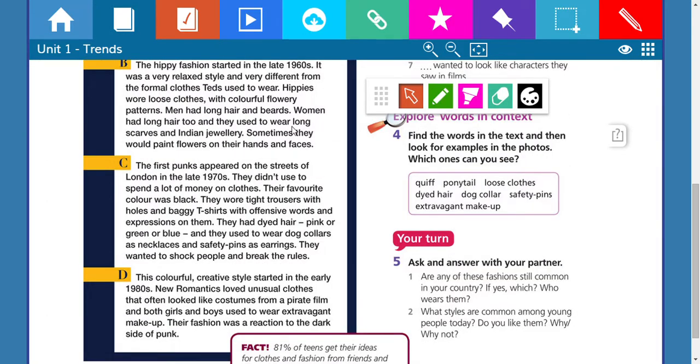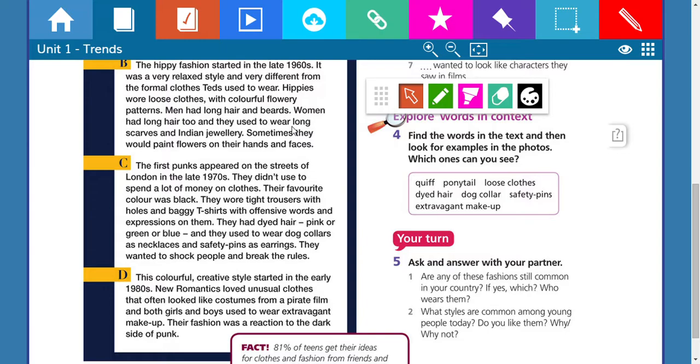B. The hippie fashion started in the late 1960s. It was a very relaxed style and very different from the formal clothes Teds used to wear. Hippies wore loose clothes with colourful flowery patterns. Men had long hair and beards. Women had long hair too, and they used to wear long scarves and Indian jewellery. Sometimes they would paint flowers on their hands and faces.